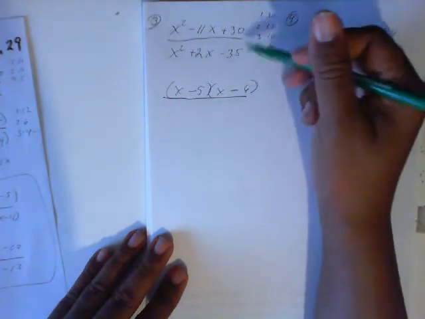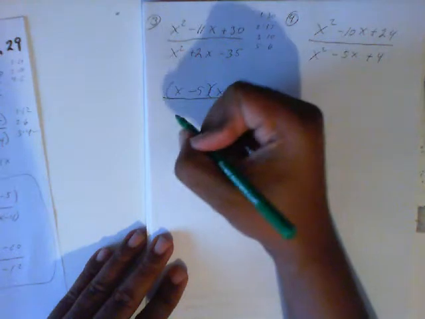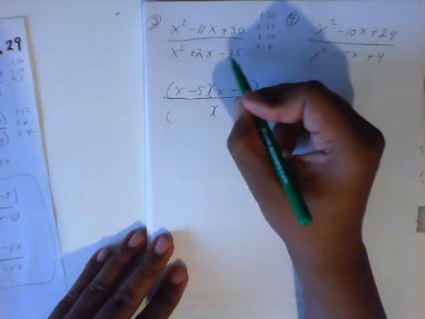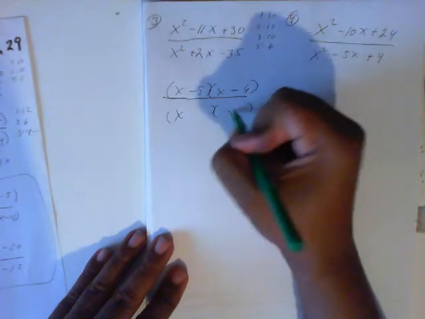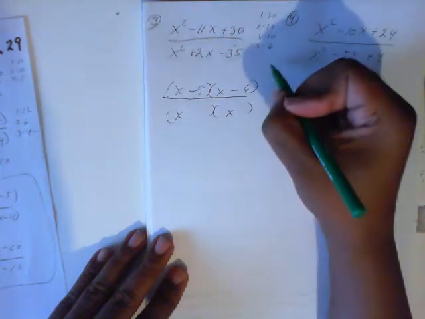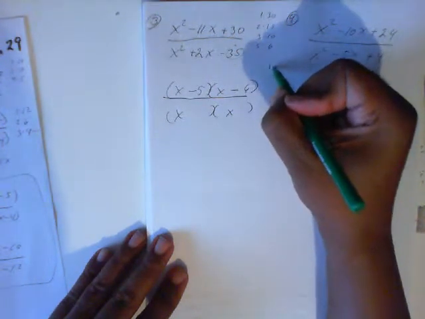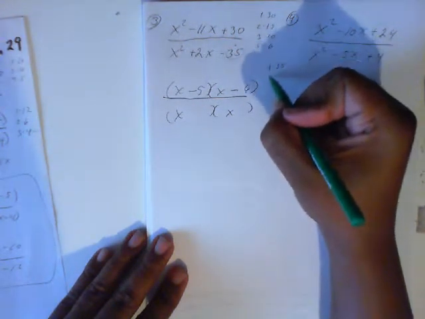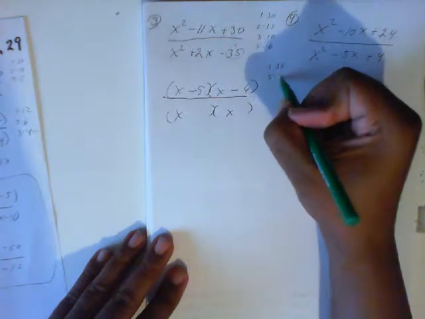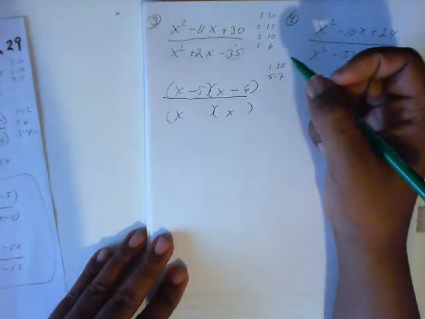So that gives us negative 11. And the signs are the same. Okay. X squared, that's x times x. And 35, that is 1 times 35. That is 5 times 7. And I think that's about it.